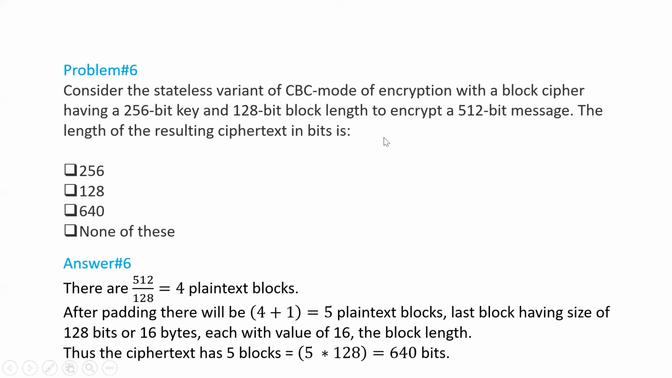So anyway, our question was what will be the length of the resulting ciphertext in bits? The number of ciphertext blocks will also be 5, and as you know, CBC uses a length-preserving pseudo-random function, or basically a PRP. So the ciphertext length will be exactly the same as the message length. So we have 5 into 128, that is 640 bits of ciphertext.